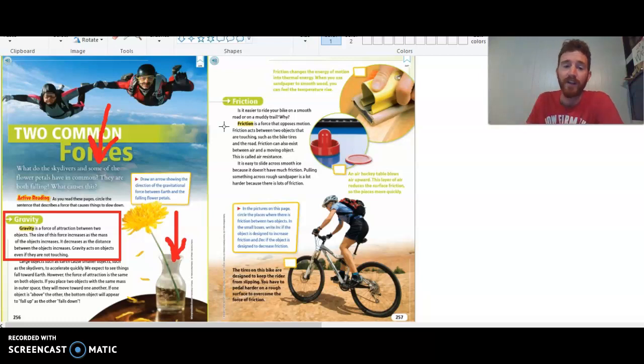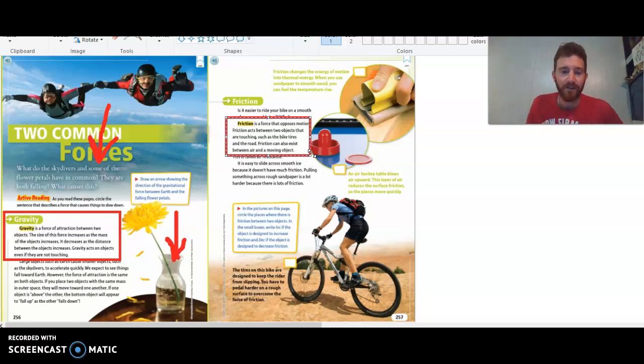We're going to talk about more or less friction, but let's talk about what friction is. Friction is a force that opposes motion, and we'll talk about that a little bit down the road. It says friction acts between two objects that are touching, such as bike tires on the road. Friction can also exist between air and a moving object. So even when you're throwing a ball through the air, the little air particles are rubbing against things. So friction is like a rubbing force.